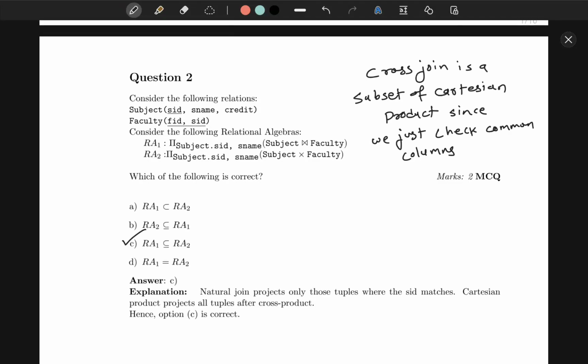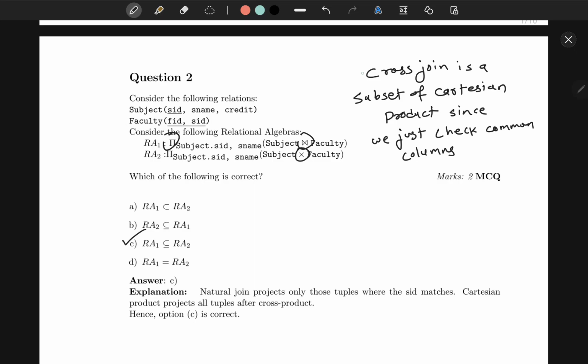In this question, we are given two schemas, subject and faculty, out of which we have to find what is the correct relation between R1 and R2. This is the projection operator, and this is cross join. This is Cartesian product. So in the first, R1, we are doing cross join and selecting, that is projecting subject, SID and SName. And in second one, we are doing Cartesian and then selecting the same attributes.